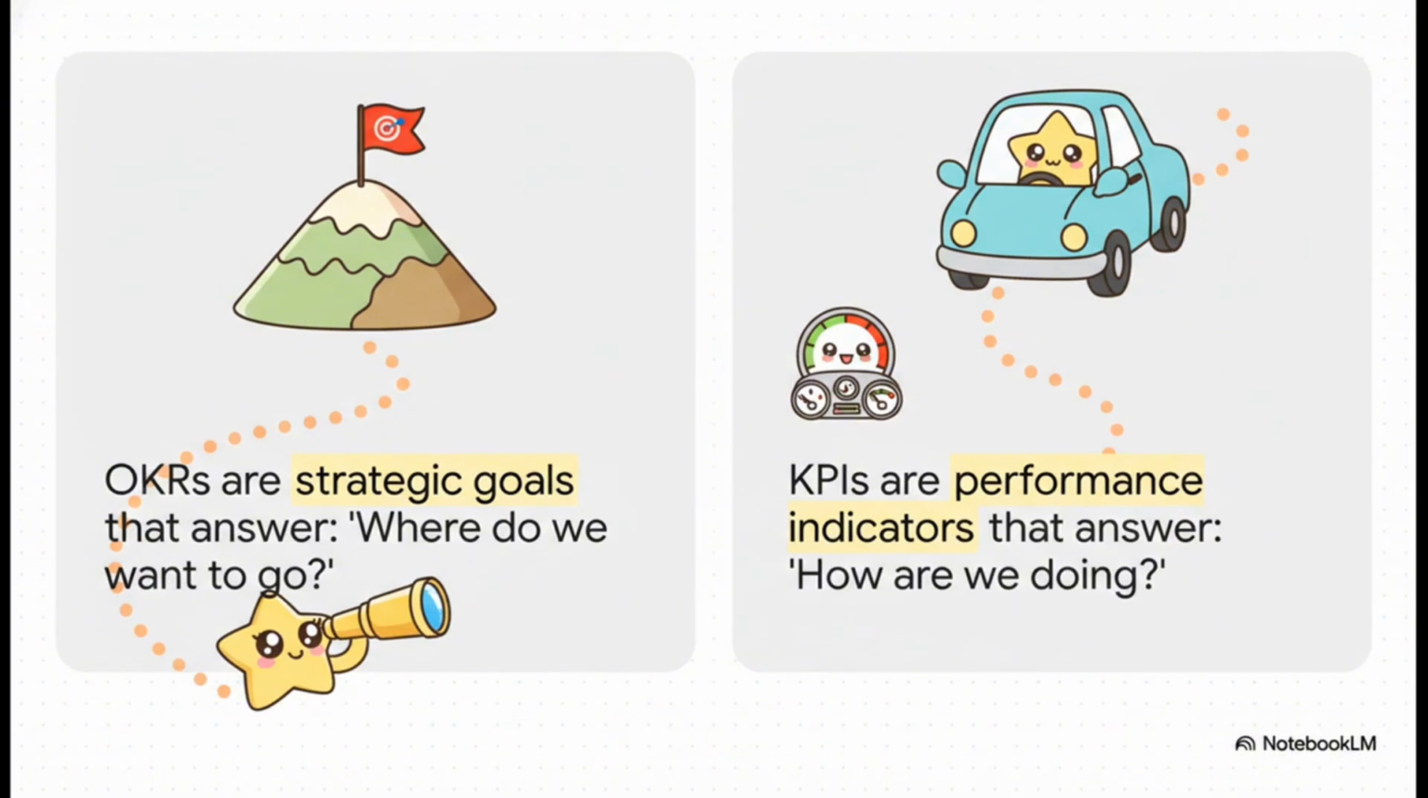What about OKRs versus KPIs? This one trips people up all the time. But it's actually pretty simple. Just think of it this way. OKRs, objectives and key results, that's your destination on a map. It answers, where are we trying to go? And KPIs, key performance indicators, those are the gauges on your car's dashboard. They're telling you, how are we doing on the way there? You absolutely need both to get where you're going.